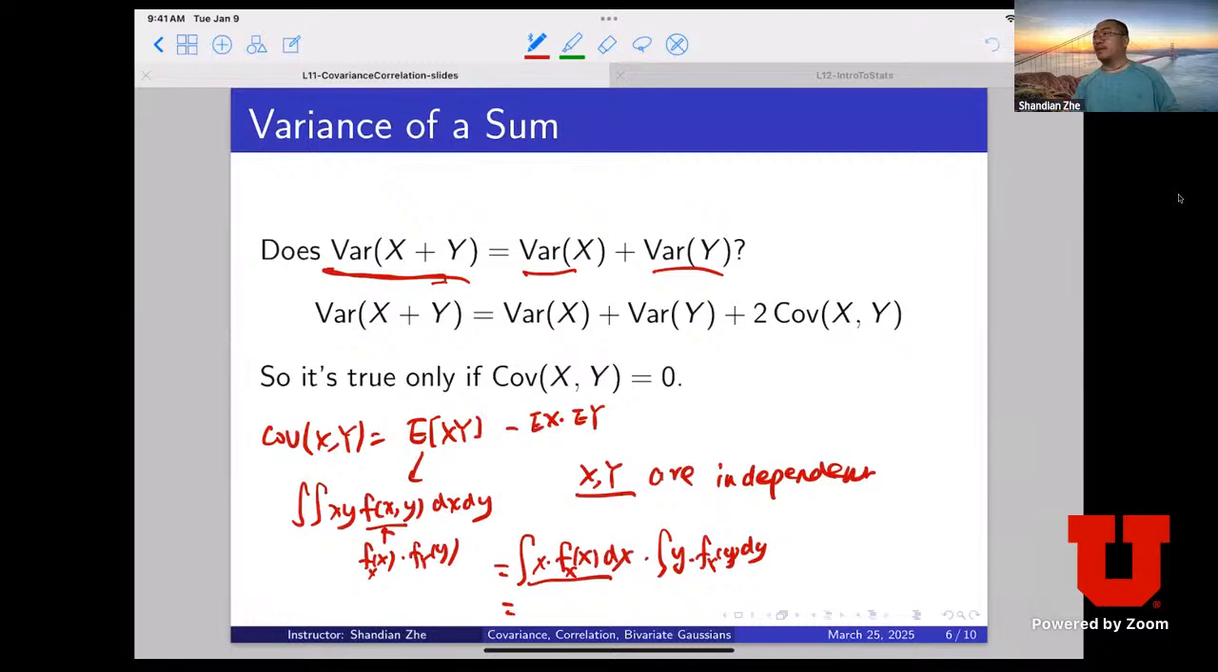Expectation of x, right? And the second term, expectation of y, right? You see that when x and y are independent, then the expectation of x times y is the same as expectation of x times expectation of y. As a result, to calculate the covariance, you further subtract this with the expectation of x times expectation of y, which will be 0.